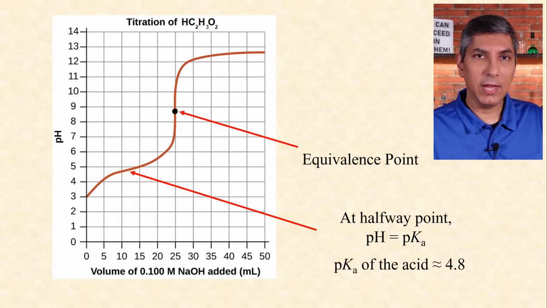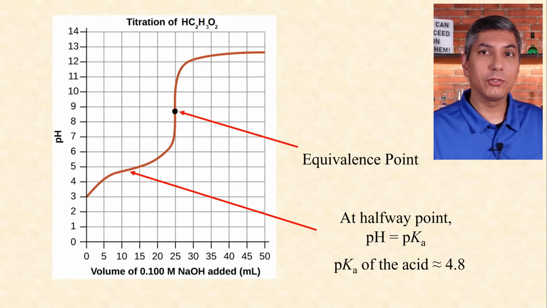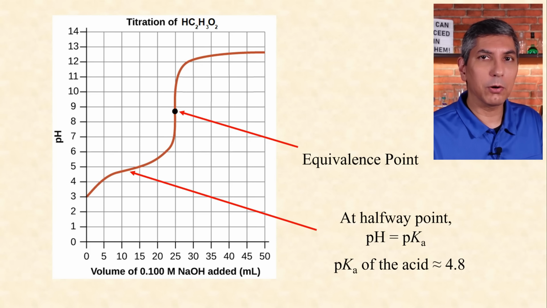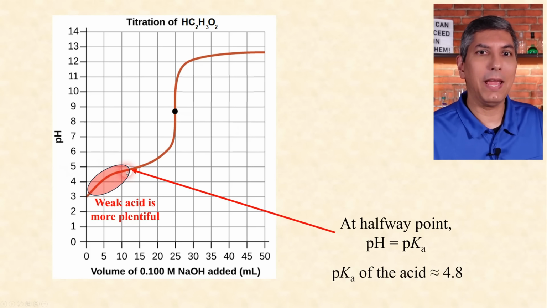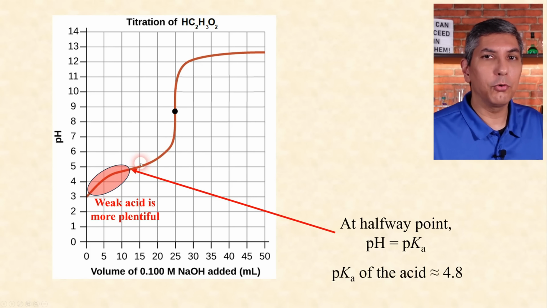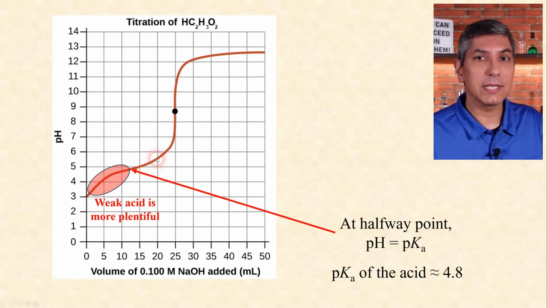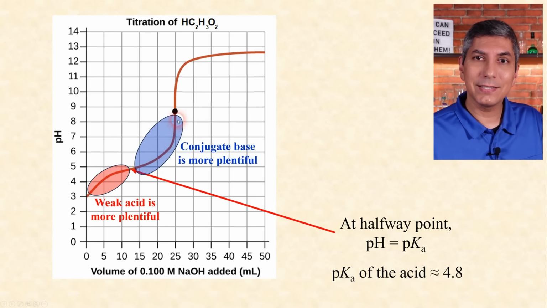So the Ka of the acid would be about 10 raised to the negative 4.8 power, which you could easily calculate. It's important that we see how different substances become more or less plentiful as the titration progresses. If the pH is less than what you have at the half equivalence point, the weak acid is going to be more plentiful than the conjugate base. However, once you've gotten to a point in the titration where the pH is higher than it was at the half equivalence point, there's more conjugate base in the titration flask than there is weak acid.